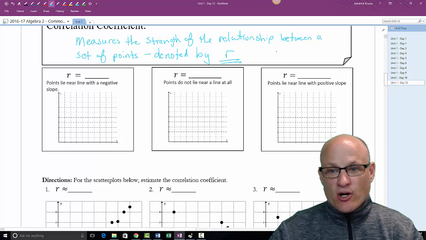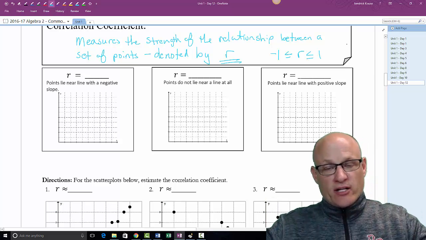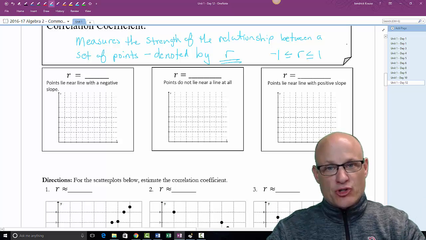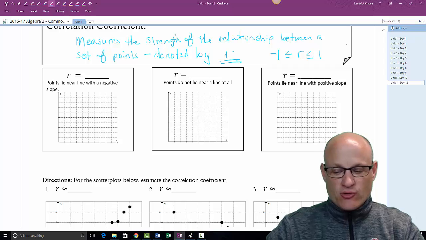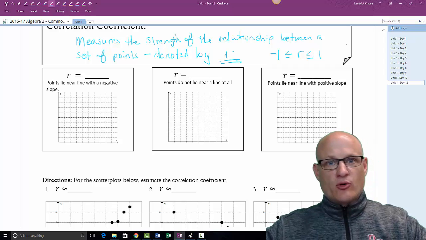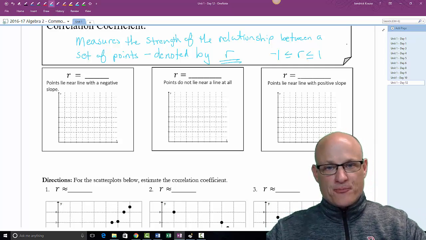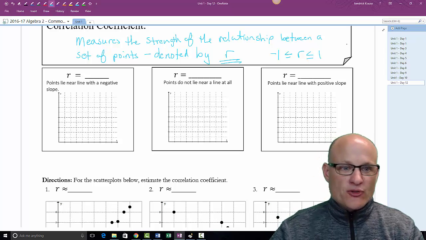And just so you know, R has to be between -1 and +1. And again, the closer it is to 1 or -1, the stronger the relationship is. The closer it is to 0, the weaker it is. The closer it is to 1 or -1, the more you can trust it, the more you have a good model. So let's go through these. What happens if I made R -1?